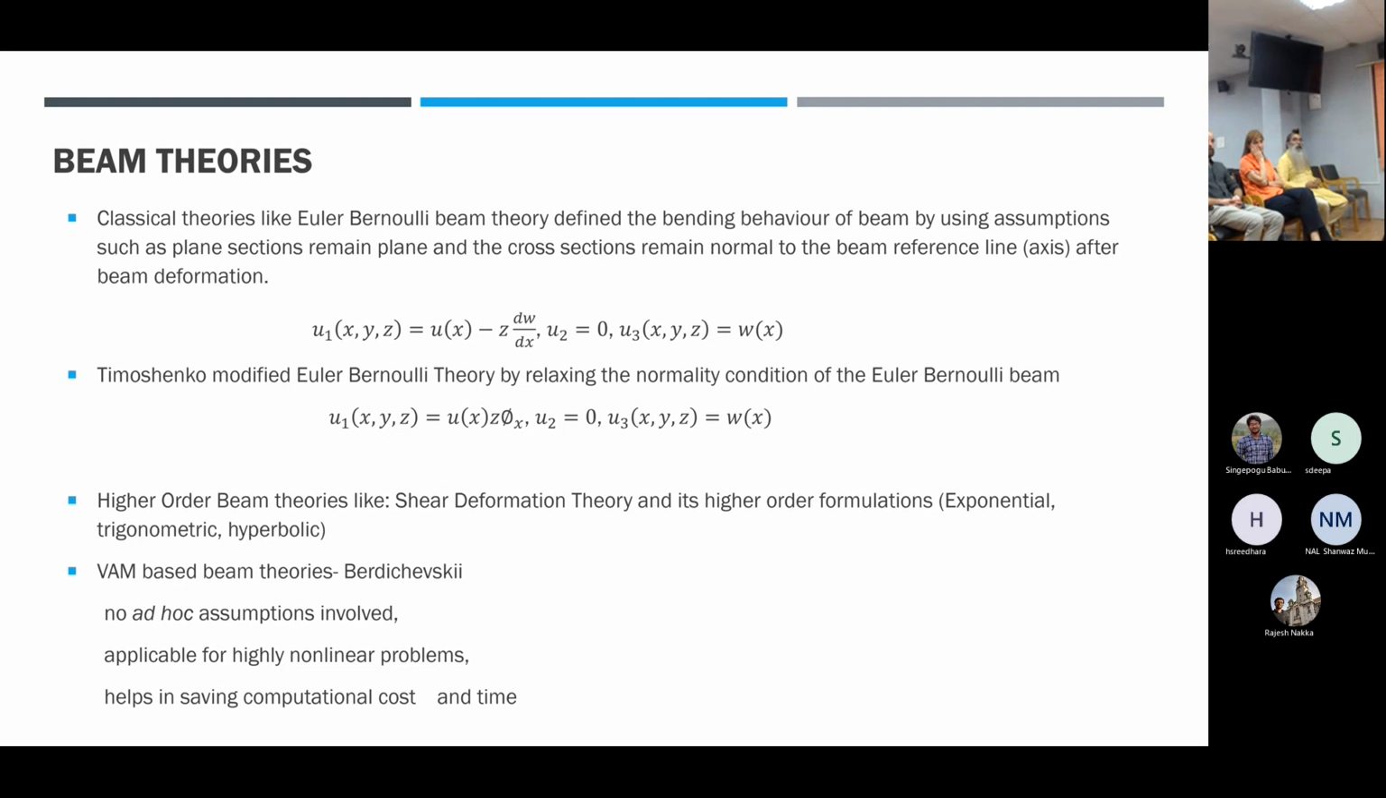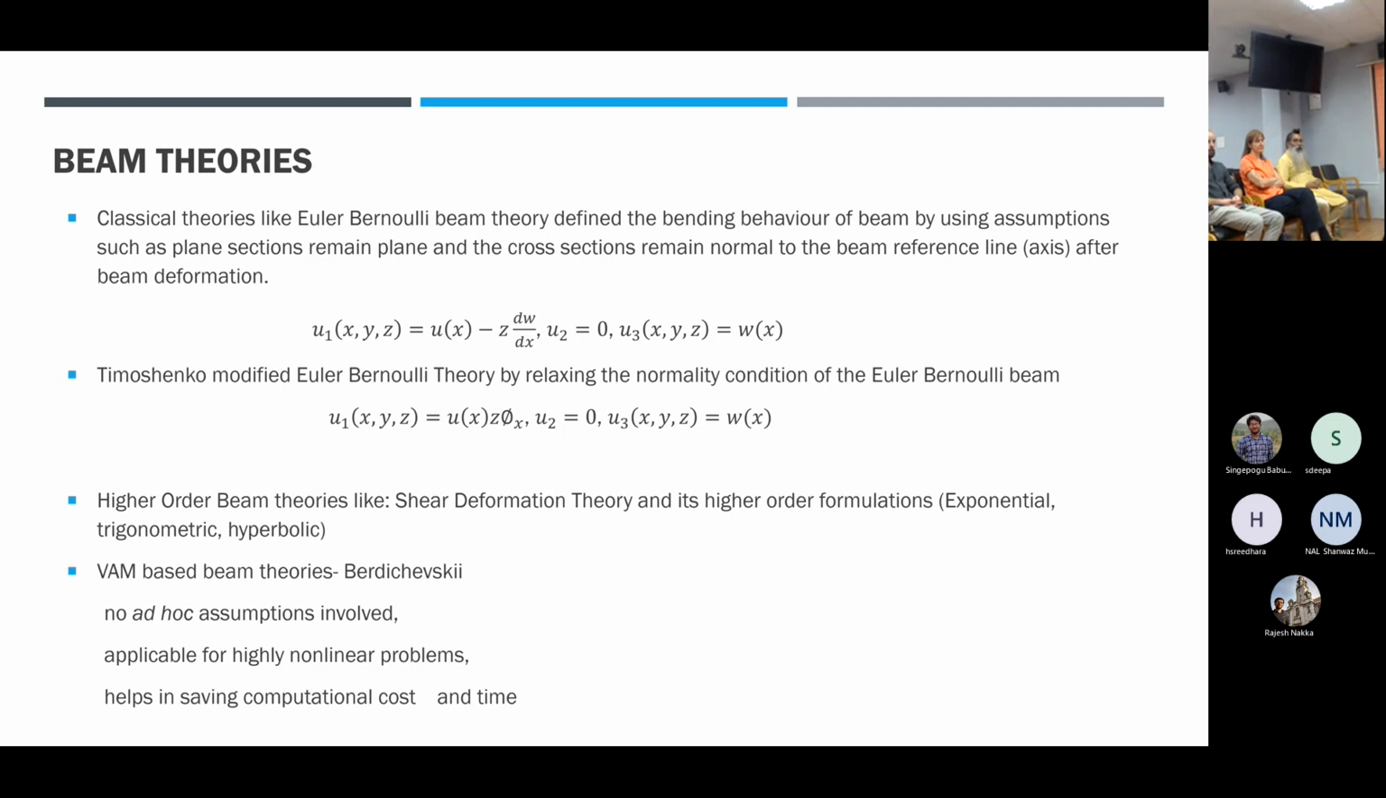So that's why Timoshenko modified the Euler-Bernoulli beam theory by relaxing the normality condition. He introduced a shear force effect as well. And then we also have higher order beam theories like shear deformation theories and other higher order formulations, which incorporate the shear correction factor either using trigonometric expressions or exponential expressions. And we have VAM-based theories, which is given by Berdichevsky.